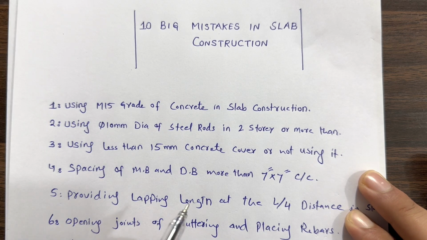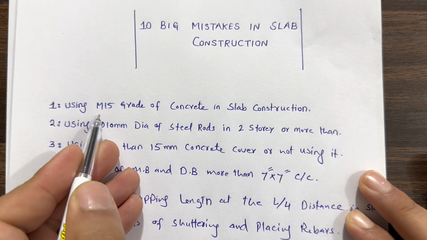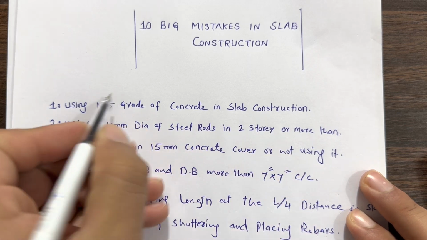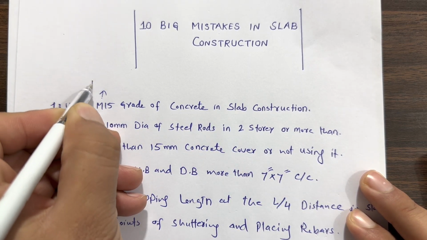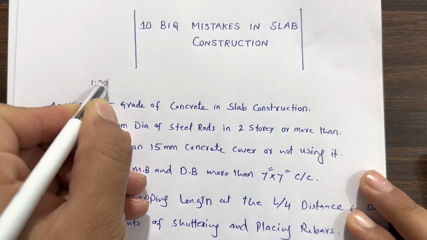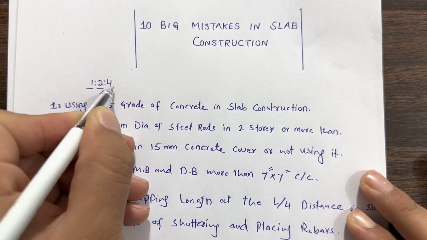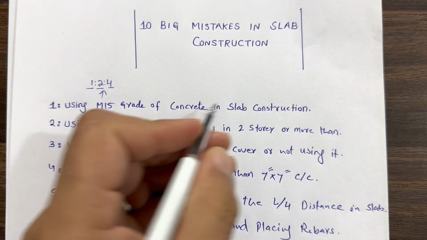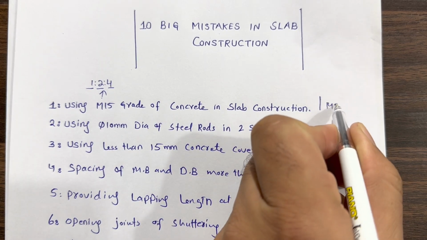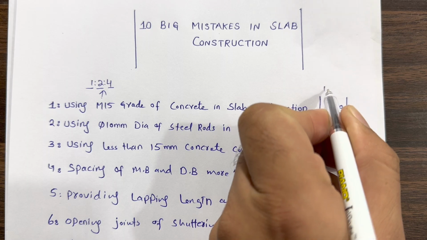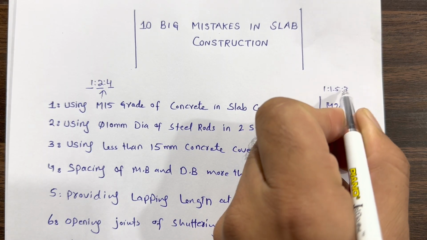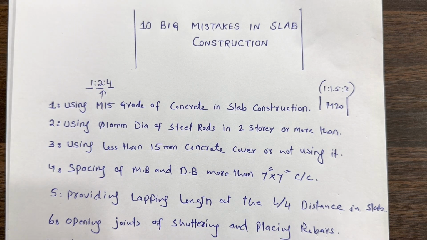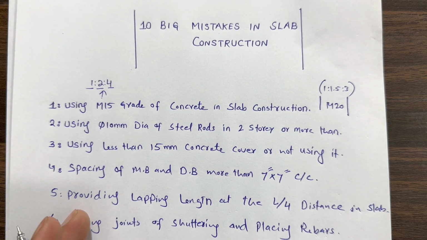Let's get started guys. The first mistake is using M15 grade of concrete in slab construction. As you know, the M15 grade concrete ratio is 1:2:4: 1 part cement, 2 parts sand, 4 parts crushed aggregate. So don't use M15 grade of concrete in slab construction, but use M20 grade concrete. This is very important, and its ratio is 1:1.5:3. So this is the ratio for M20. Don't use M15, because the slab is one of the important parts of a commercial or residential building. So use M20 grade of concrete.